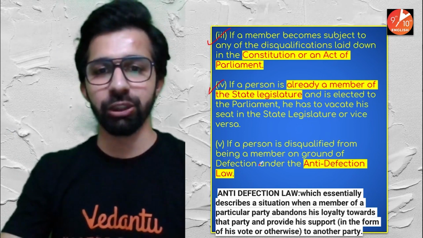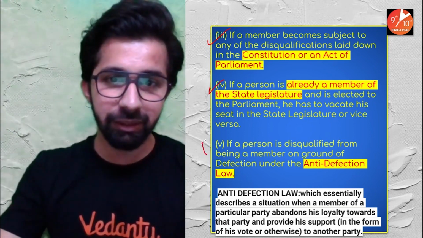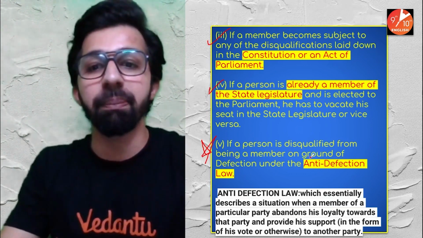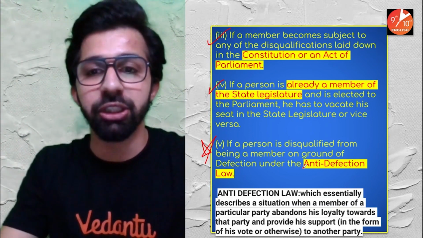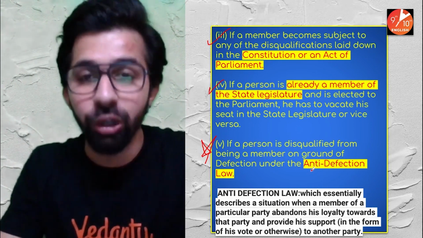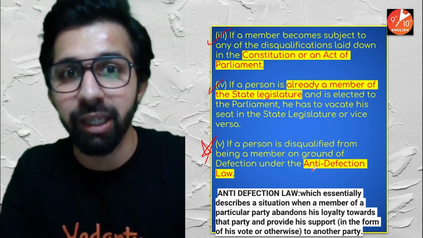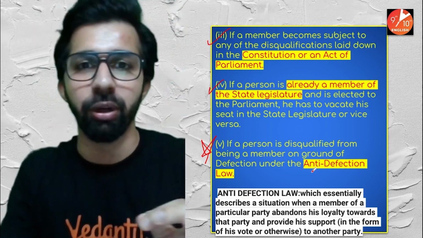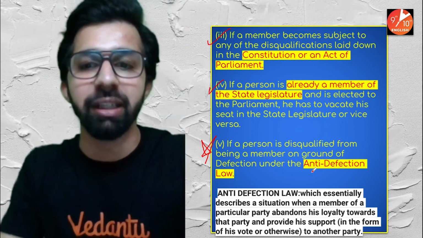Clear? The last one. This is very, very important, guys. If a person is disqualified from being a member on the ground of defection under the anti-defection law. So, guys, a member can be disqualified under the anti-defection law. This is an amazing point. I've written the meaning of what the anti-defection law is.